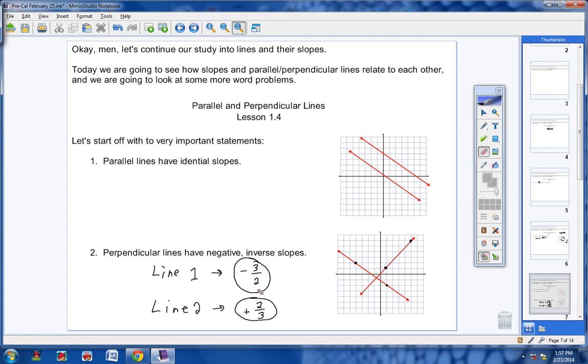So let me go over here and show this to you. Okay, watch this carefully, please. Let's go ahead. These two lines here are perpendicular.